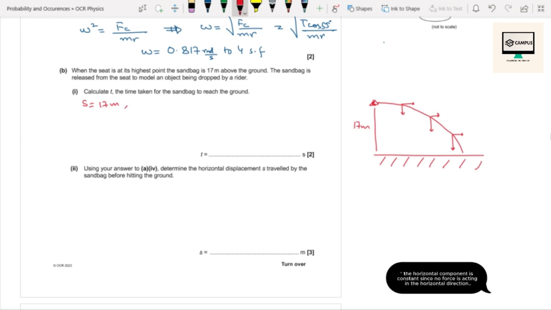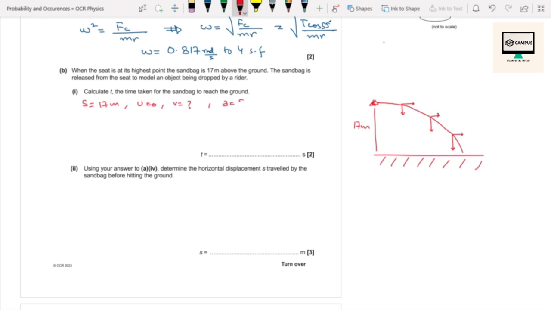Initial vertical velocity is 0 because the object is stationary in the vertical dimension. The vertical component is 0. Final vertical velocity is unknown, let me write a question mark. Acceleration is 9.81 meter per second squared, and time is our prime interest. We need to find this time.